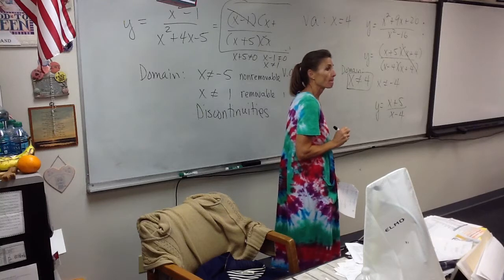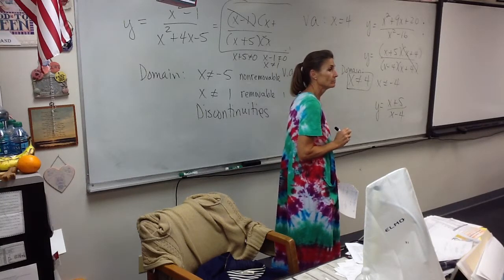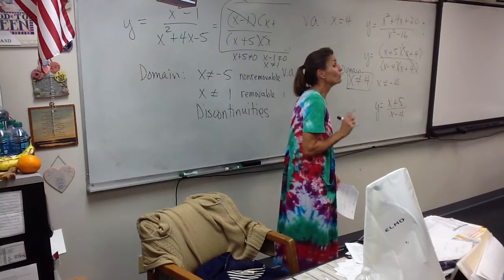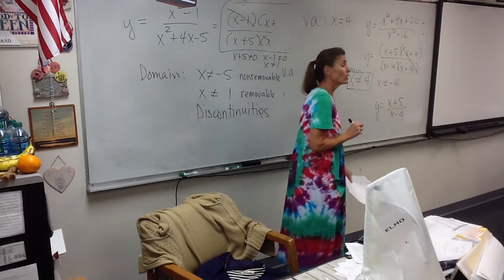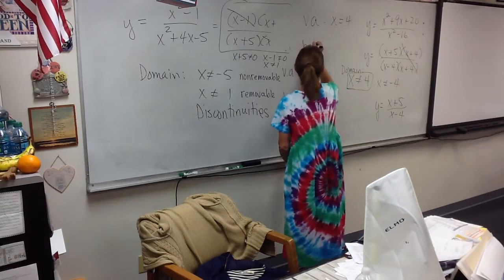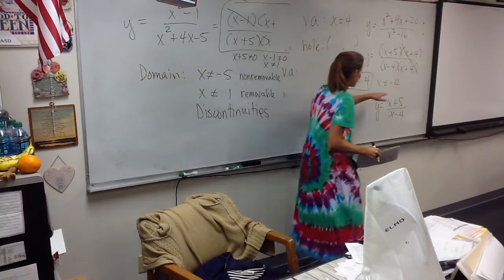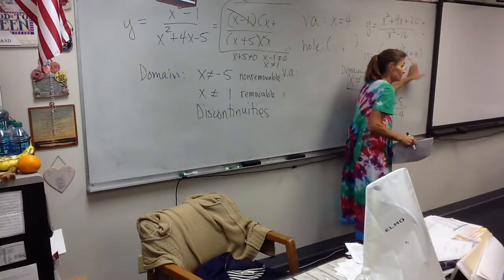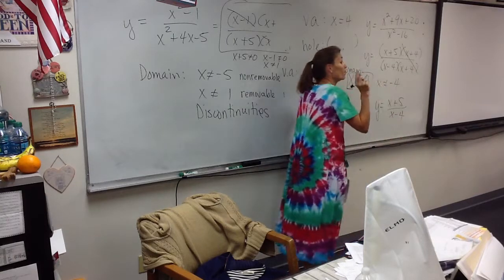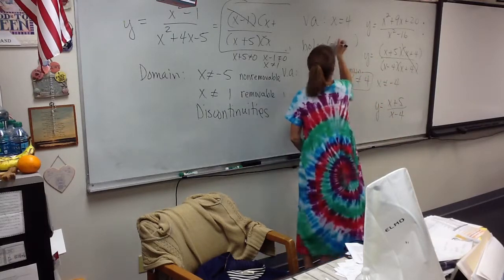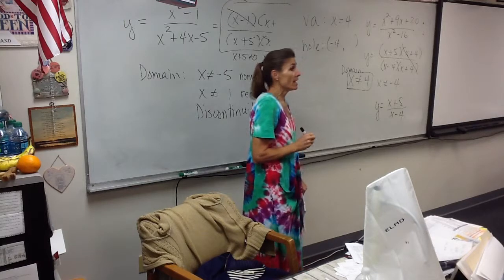So does that mean x equals negative 4? It's a removable discontinuity, which means it will be a hole. So what will be the x coordinate? What did we cancel out? We canceled out x plus 4, which means negative 4 will be my x coordinate.